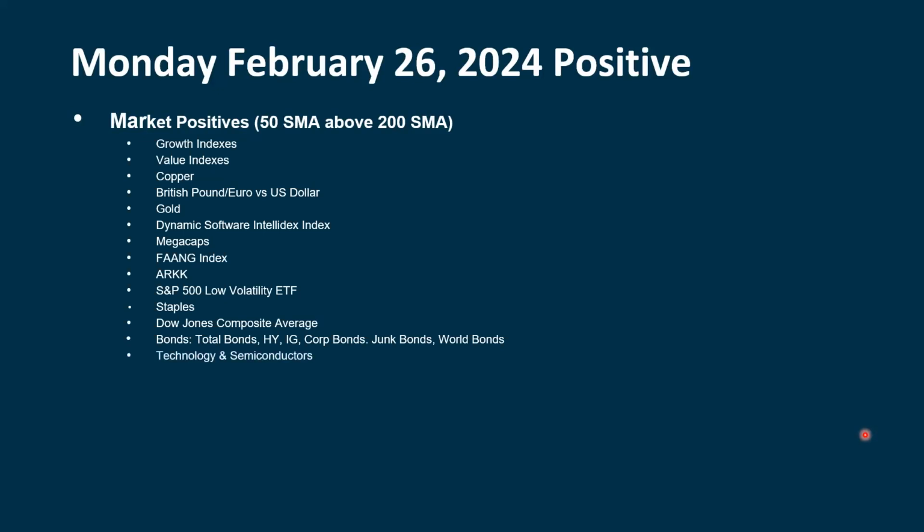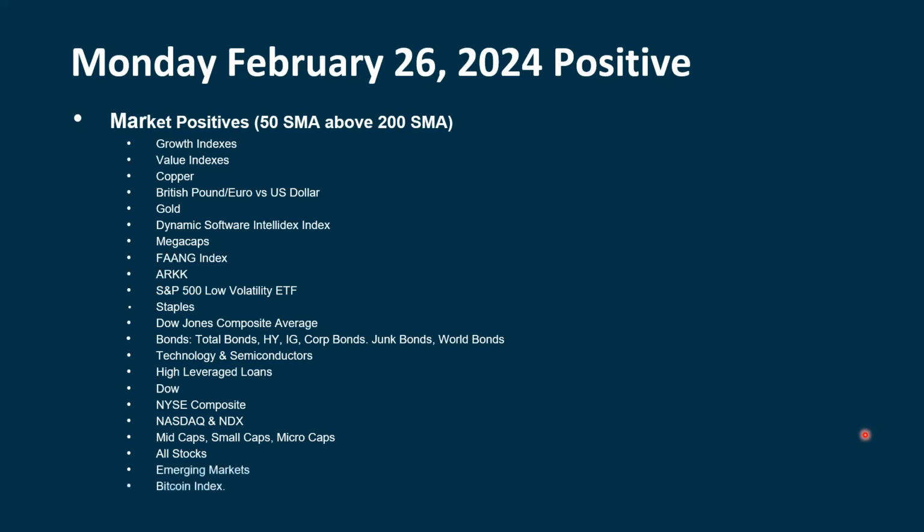The tech sector and the semiconductors, high leverage loans, the Dow, the NYSE, the NASDAQ and NASDAQ 100, the mid caps, small caps, and micro caps, all stocks looking not only in the US, but also outside of the US, emerging markets, and Bitcoin. Then on the last slide, I go through and talk about what things are negative.